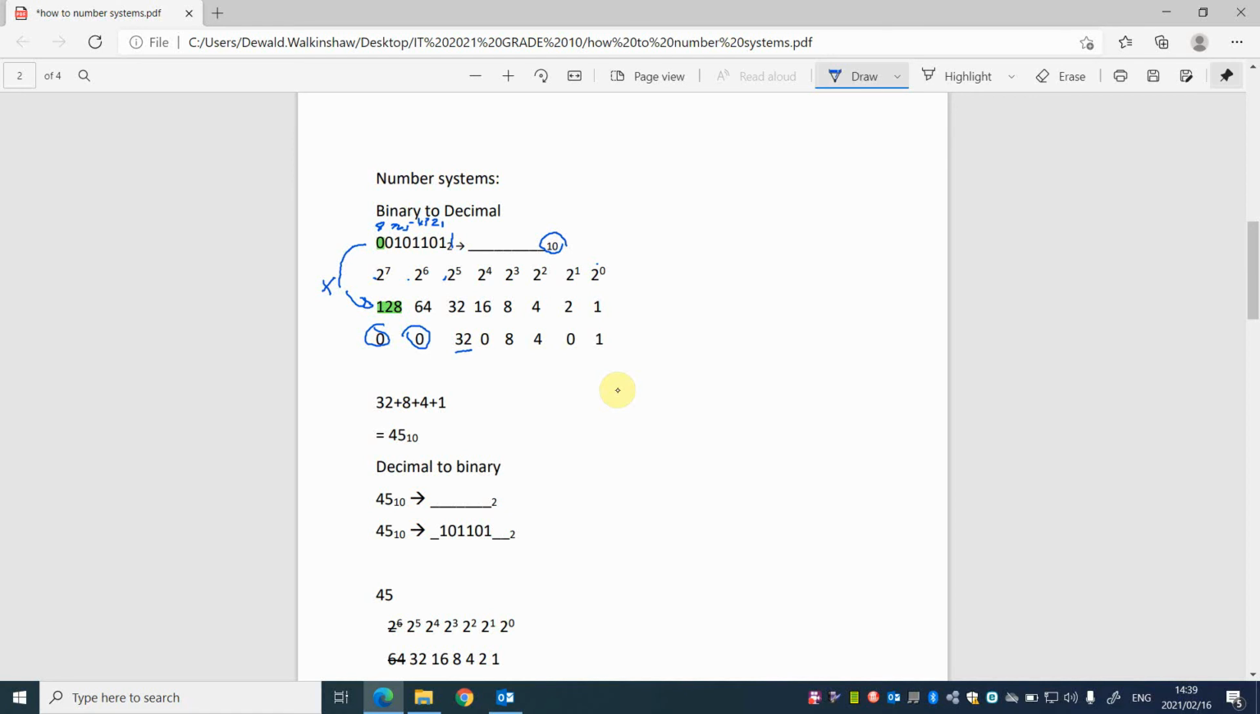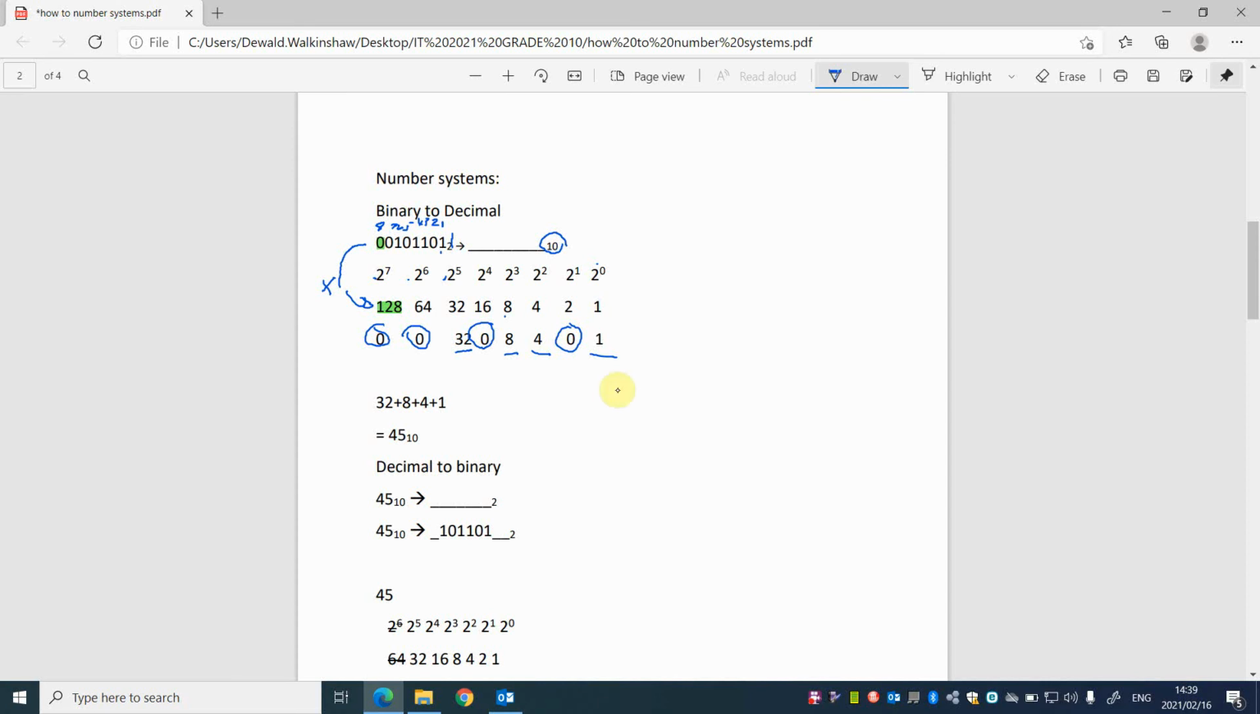Then we are back following the same thing. The next number is 0. 0 times 16 is 0. Then the next one is 1 times 8 is 8. Next one, 1 times 4 is 4. Next one, 0 times 2 is 0. And the last one, 1 times 1 equals 1. So we've got 0, 0, 32, 0, 8, 4, 0, 1.